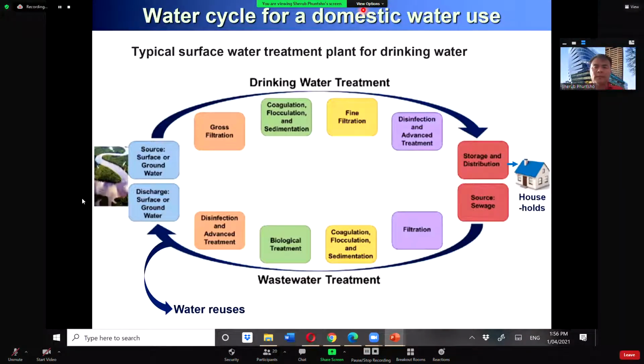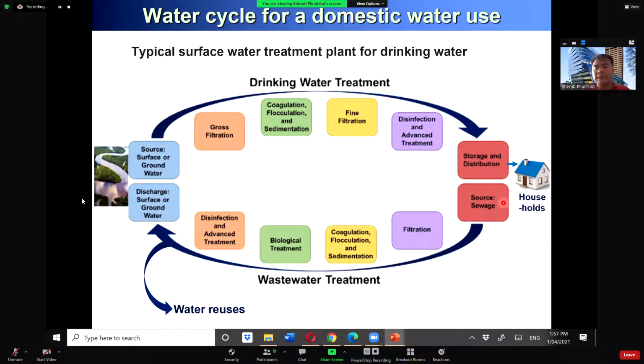So this is a typical water cycle of the domestic water that we use. We have a source here, and then this is the way we apply it. We say user here. So when you get the fresh source, say surface water from a river, we treat the water through various stages, okay?